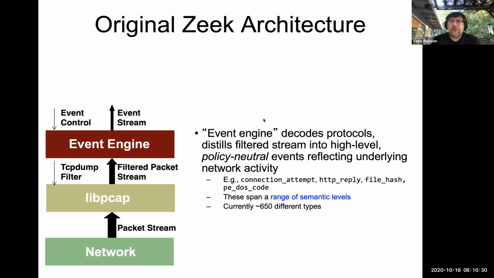So I listed a few examples here. Hey, a connection was attempted, or I saw a reply from a web request, and there was a file, which is the term for data items moved across the network. So for example, a data item returned in that web request. Hey, I wanted its hash, or you know what, it was a Windows PE, and here's the code. Those are all events. They have different semantic levels. Like that connection attempt is a layer 4 thing, and the HTTP reply is a layer 7 thing, and the file stuff's essentially layer 8. There are a lot of these, currently about 650.